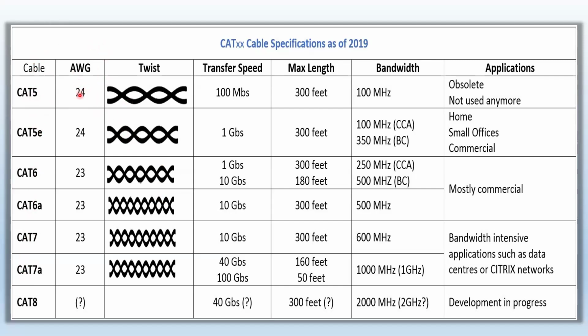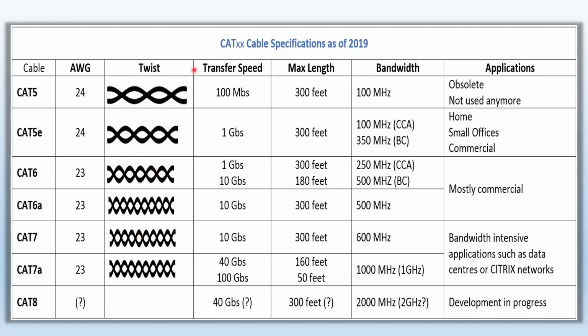Here's the gauge. You see Cat 5 the conductors are gauge 24. Look, we go Cat 6, the gauge goes 23, which means the wire is thicker. And here is the twist rate. Cat 5 has some significant twist. Cat 5e, tighter twist, and you can see as we go along, the twist gets tighter.